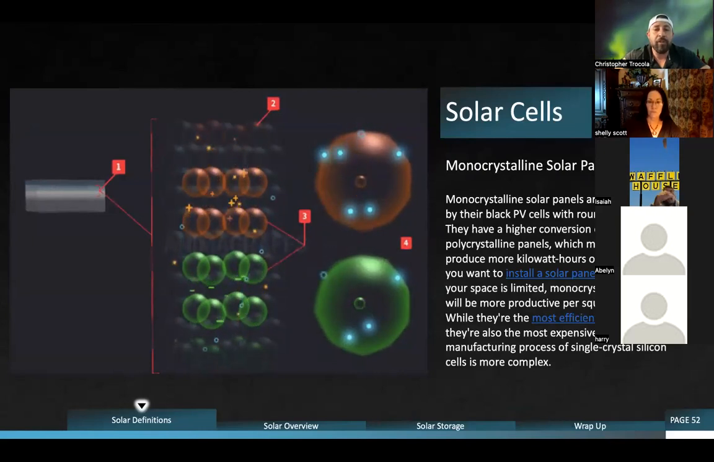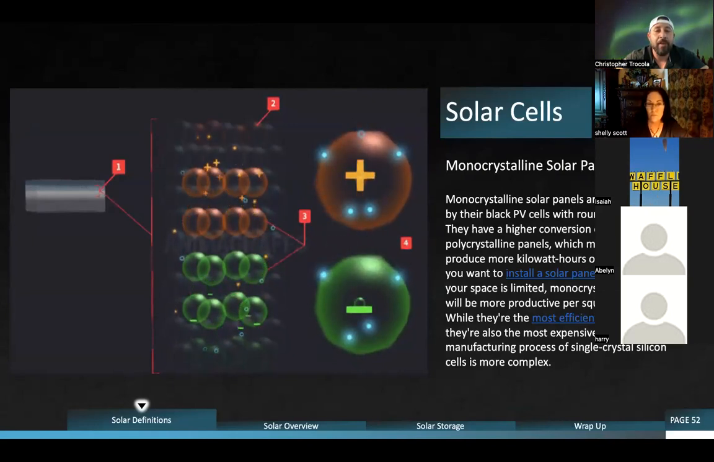They have a higher conversion efficiency than polycrystalline panels, which means they produce more kilowatt hours of electricity. If you want to install a solar panel system on your roof, but you have limited space, monocrystalline panels will be more productive per square foot. While they are more efficient, they're also slightly more expensive because the manufacturing process for single crystal silicon cells is more complex. It is more expensive to make these panels, which means in turn the panels are going to be more expensive.